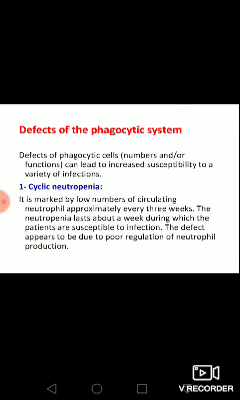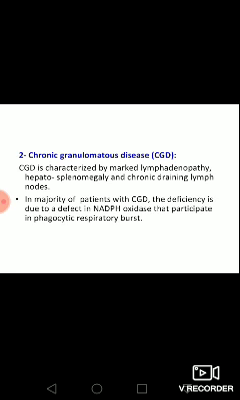What about the defect in phagocytes? It may be in the form of cyclic neutropenia, in which a low number of circulating neutrophils occurs every 3 weeks. The patient is prone to infection, and usually the defect is in poor regulation of neutrophil production. Chronic granulomatous disease is characterized by defective function of the neutrophil. The person presents with recurrent lymphadenopathy, splenomegaly, hepatosplenomegaly, and chronic drainage of lymph nodes. In the majority, there is a defect in NADPH oxidase that participates in the phagocytic burst formation.